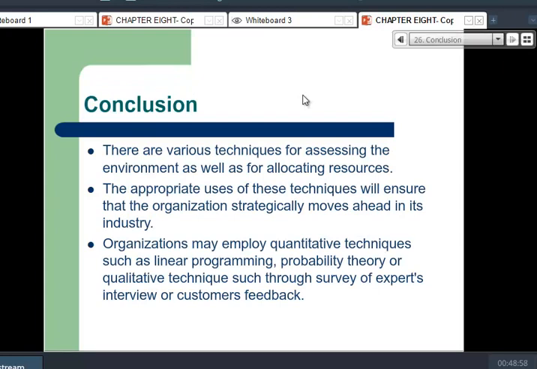Conclusion: there are various techniques for assessing the environment as well as for allocating the resources. The appropriate use of these techniques will ensure that the organization strategically moves ahead in its industry. The last one is that organizations may employ quantitative techniques, such as linear programming and probability theory, and qualitative techniques such as the survey.